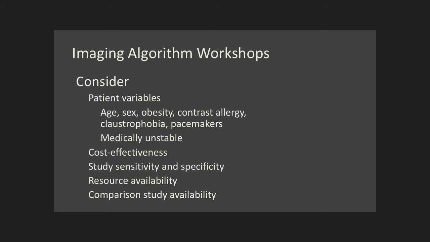Here are some of the things that you want to consider when you're thinking about what type of imaging you should do in this case. Some of the patient variables, such as their age, their sex, any presence or absence of obesity or contrast allergy, if they're claustrophobic. What would you do if they had a pacemaker? What would you do if they're medically unstable, and so on? Is it a cost-effective study? What's the sensitivity and specificity of these particular studies? And what would you do if you were perhaps at a more regional hospital that doesn't have MRI at 3 in the morning? And then finally, how would the presence or absence of a comparison study help you?